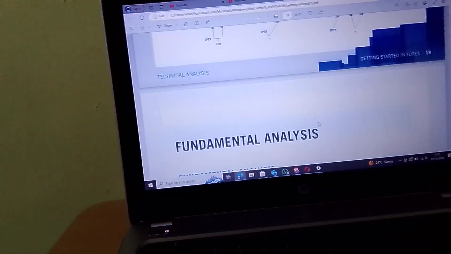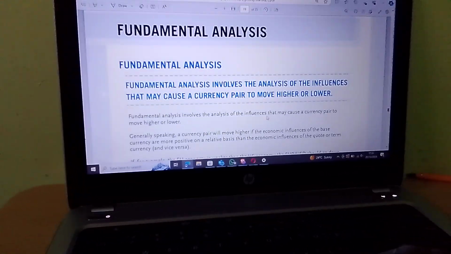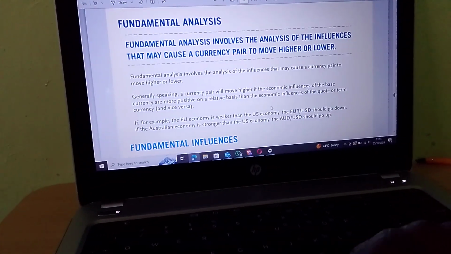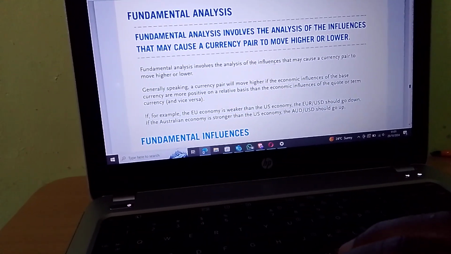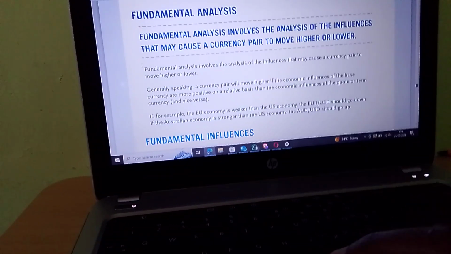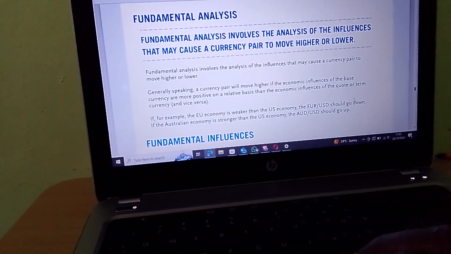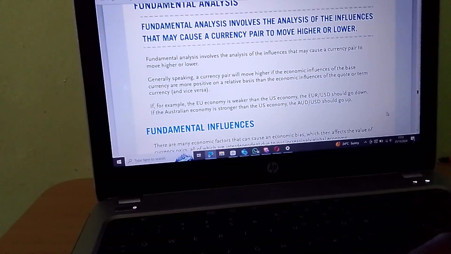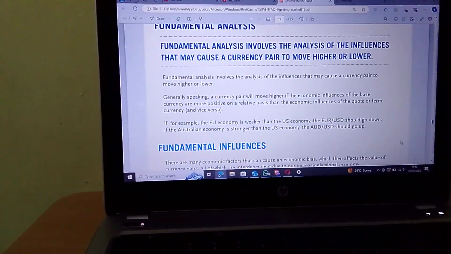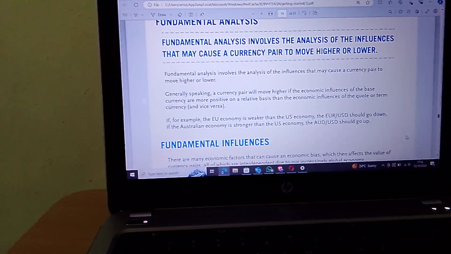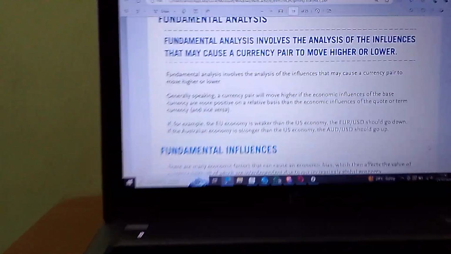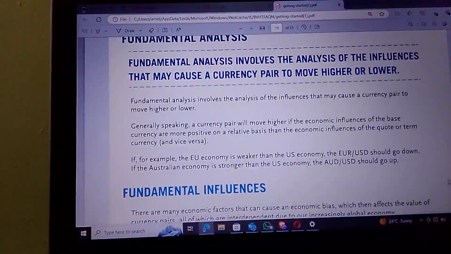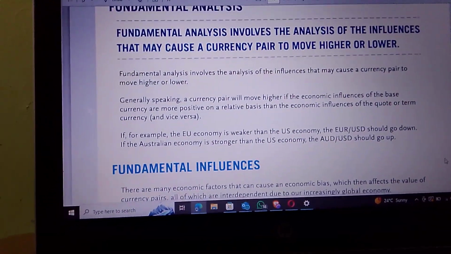So, moving on to the next part, fundamental analysis. Fundamental analysis involves the analysis of influences that may cause a currency pair to move higher or lower. Generally speaking, a currency pair will move higher if the economic influences of the base currency are more positive on a relative basis than the economic influences of the quote or term currency.